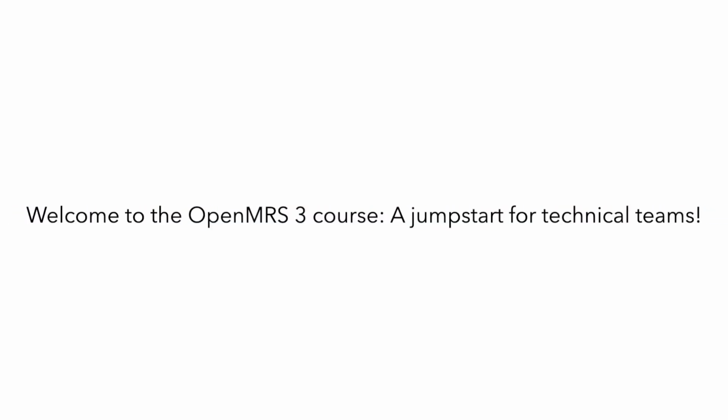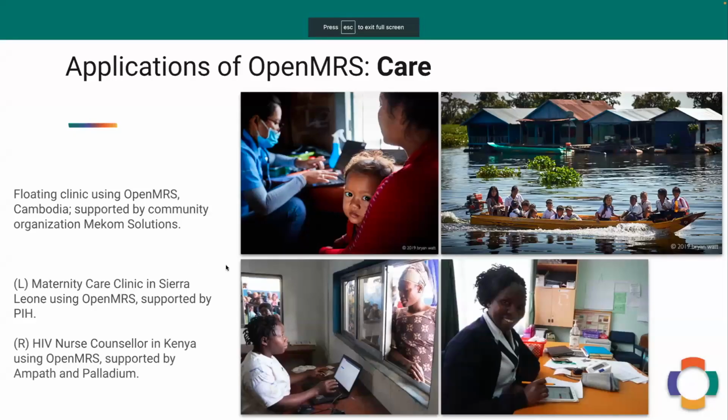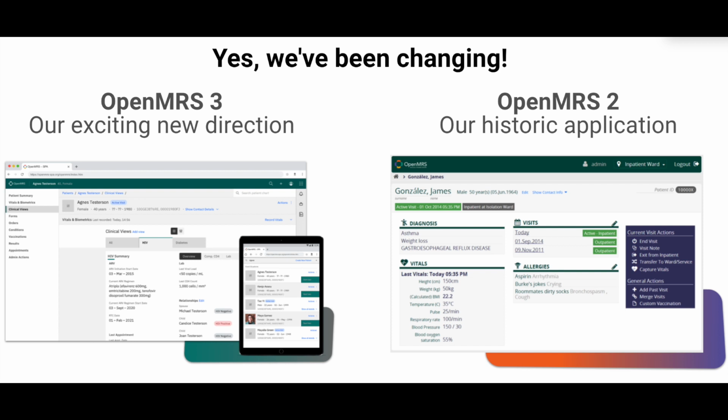Welcome to this course where we'll introduce you to the newest version of OpenMRS, which we call OpenMRS 3. You might already be familiar with OpenMRS as our community has been around now for almost 20 years. And here are some amazing applications of OpenMRS medical record system, from supporting a floating clinic in Cambodia to maternity clinics and HIV clinics around the world. But the world changes, and so do our users' needs. So today we're going to walk you through how to use OpenMRS 3 to meet your users' needs.